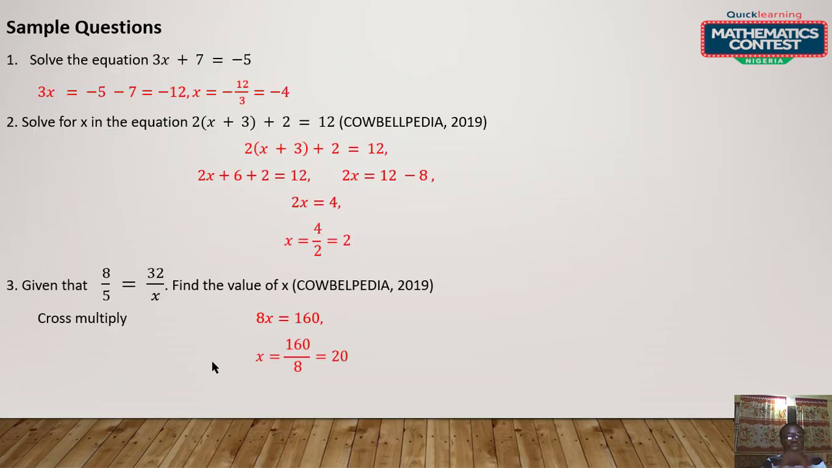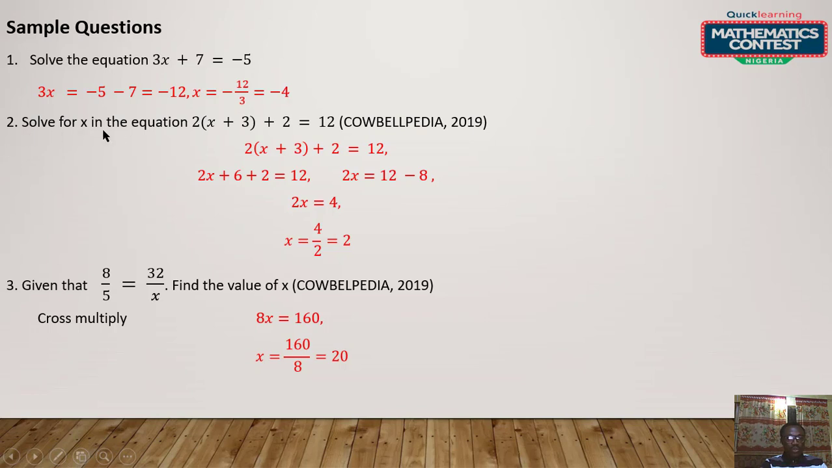Now let's solve some problems. The first one asks us to solve this equation: 3x plus 7 equals minus 5. What we're going to do is collect like terms. So minus 5 minus 7 is minus 12. To get our x, divide both sides by 3. So minus 12 by 3 gives us minus 4. So minus 4 is the answer.